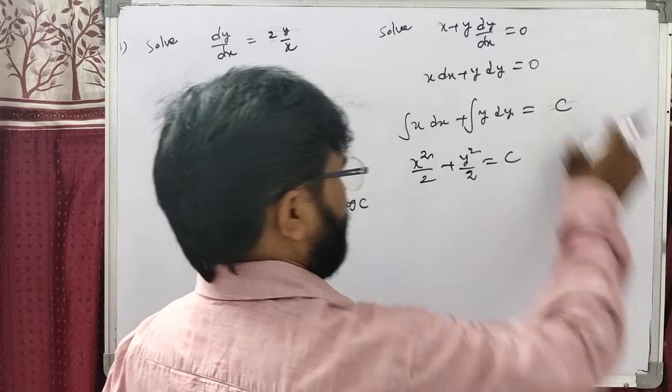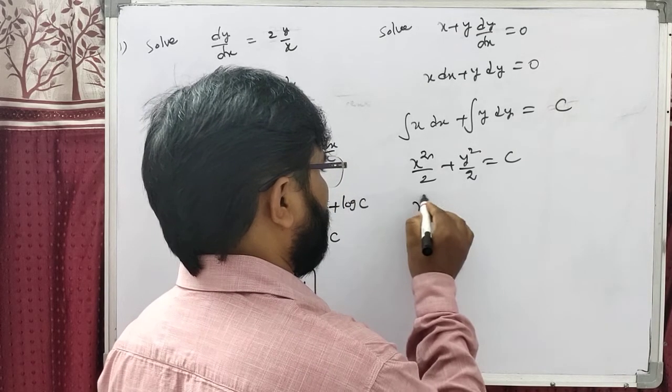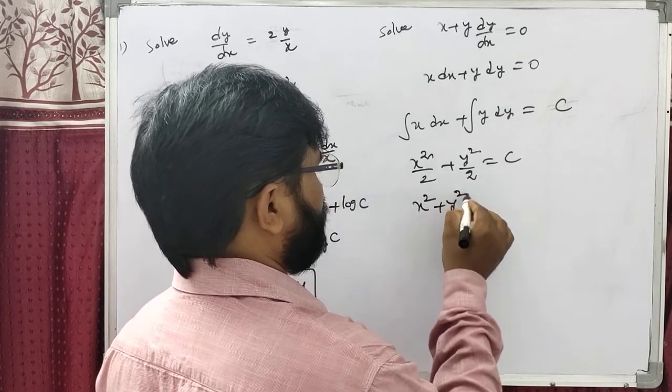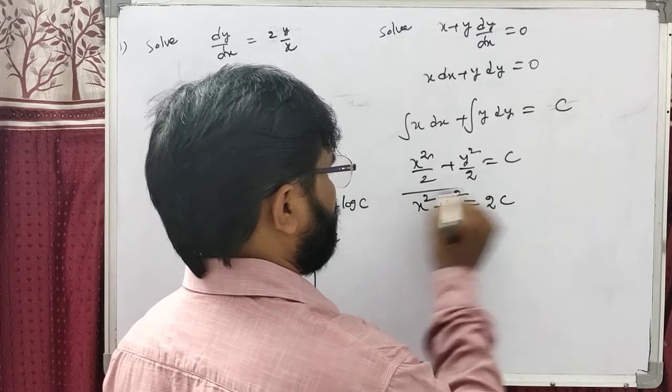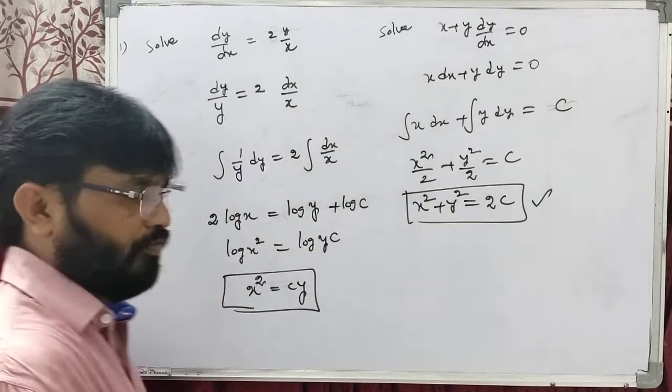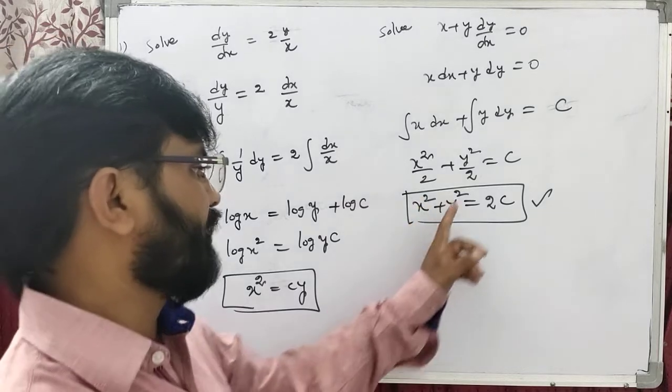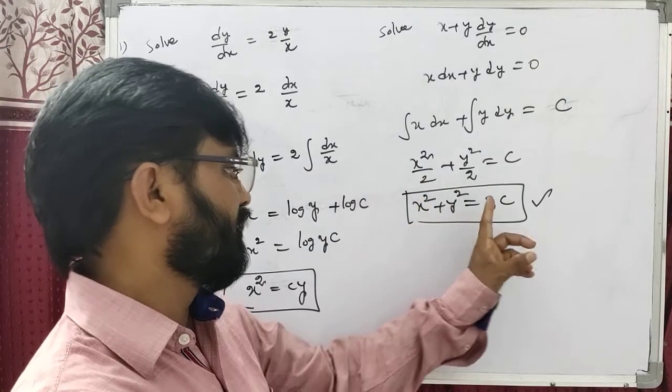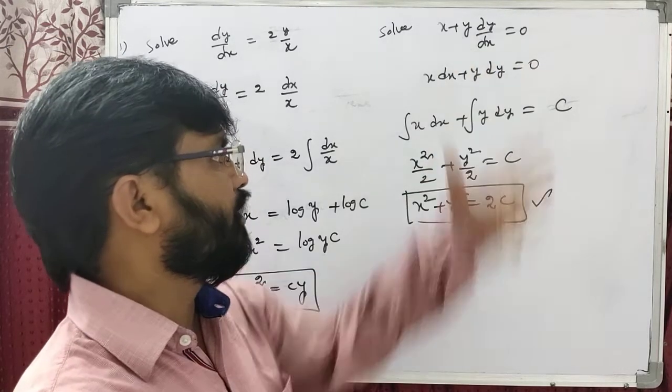Now we take the plus c. Therefore, dear students, we got x square plus y square equal to 2 into c, that is 2c. This is the required equation. When you take the derivative, this is 2x plus 2y into dy by dx equal to 0. Then we got it like this.